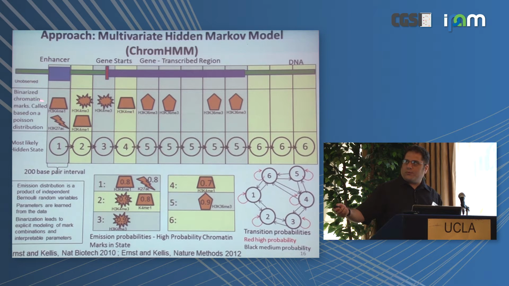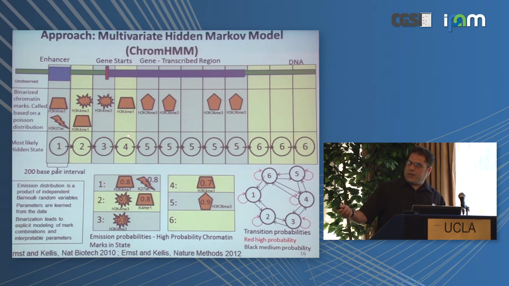And what we do is we binarize the data if there are more reads mapping to that bin than we would expect based on a Poisson background distribution. And the reason we focus on binarized data is to more explicitly model the combinations of marks that we observe and to have interpretable parameters that can avoid overfitting low-level signal variation. So this is the input.